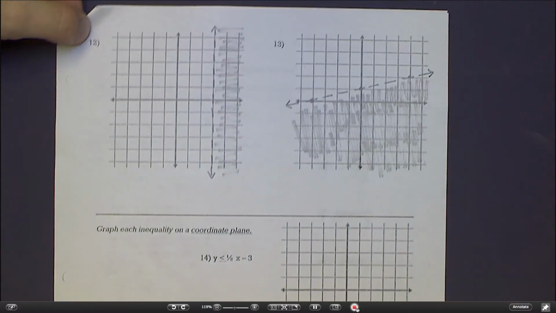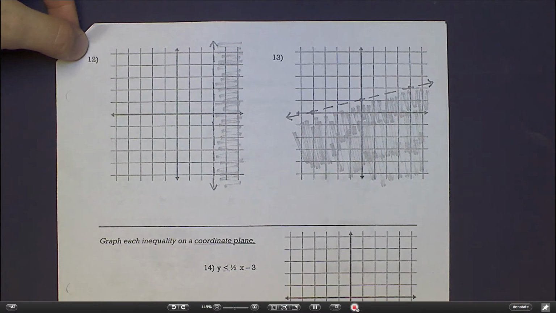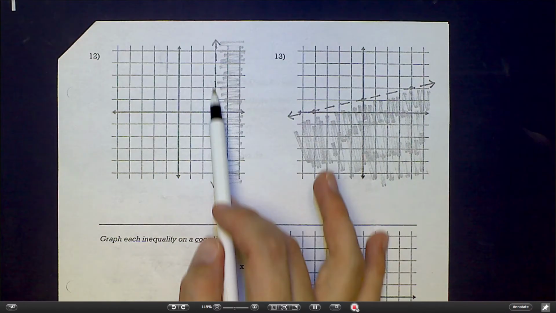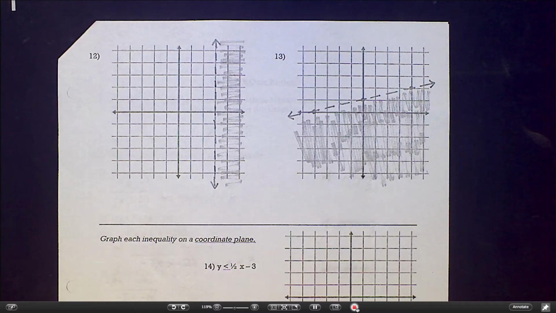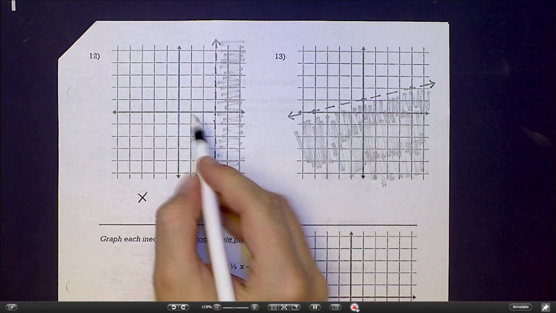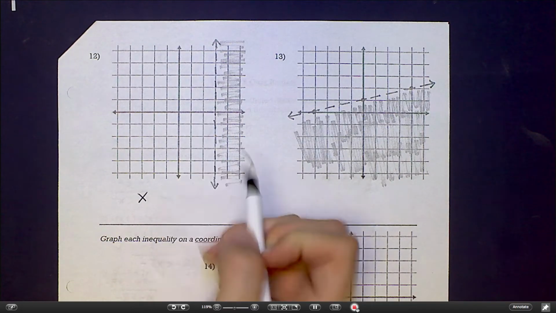So 12 and 13 are asking us to do the same thing. They're asking us to write the inequalities and give 2 points that satisfy the inequality. Now this one is a vertical line, so our y equals mx plus b is not going to work so nicely here because it's a vertical line. But think about what the equation of a vertical line looks like. A vertical line is always x equals a number. So I'm going to just say x, and this is x equals 3.